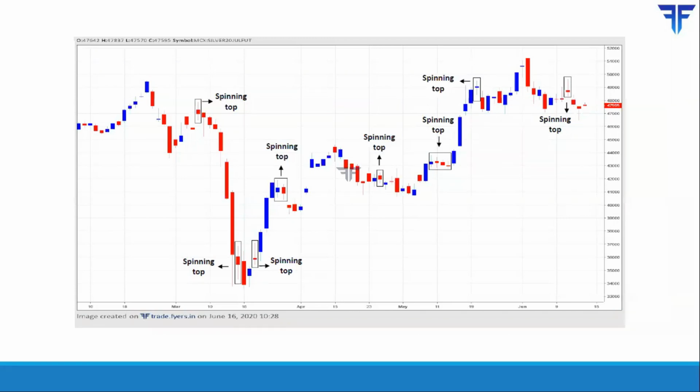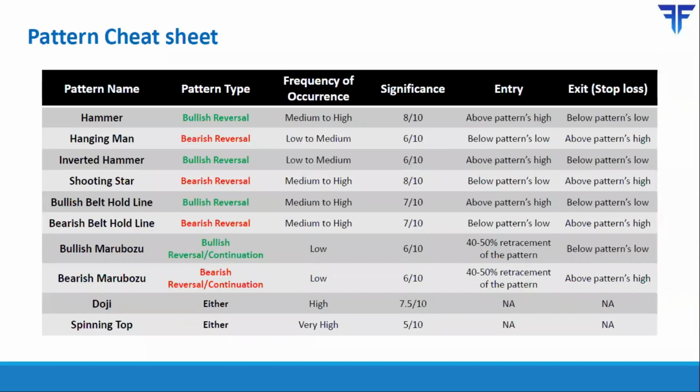So that was some of the most important single candlestick patterns that we had to discuss for today. Again, let us just revise what we saw today. So we started with hammer, which was a bullish reversal pattern. Now, a hammer, let's talk about the frequency of occurrence. Hammer appears quite frequently, but it is a very powerful candle that one can act upon. I would give it a rating of 8 out of 10.